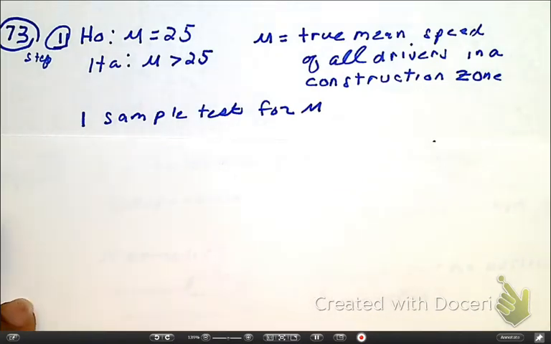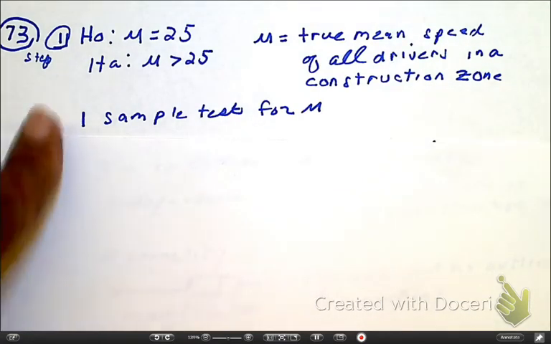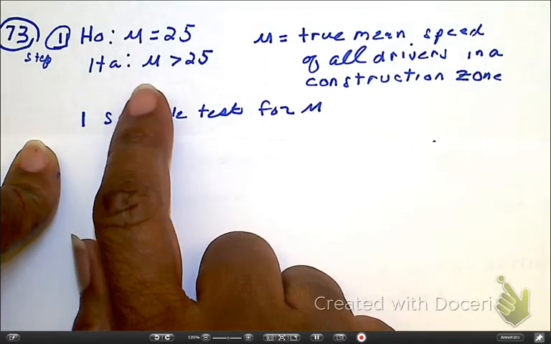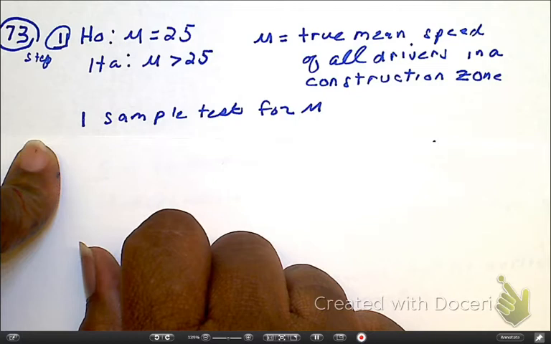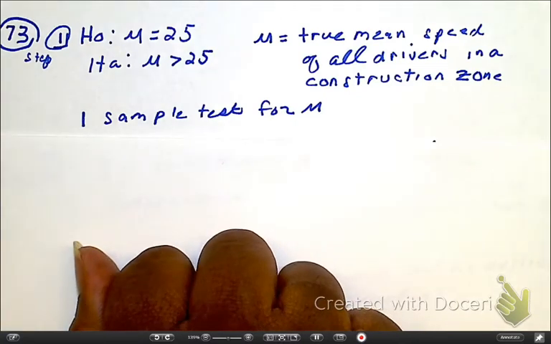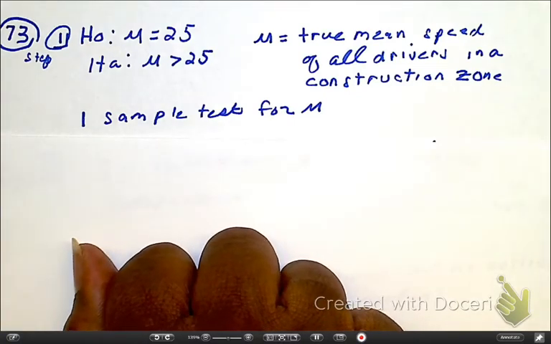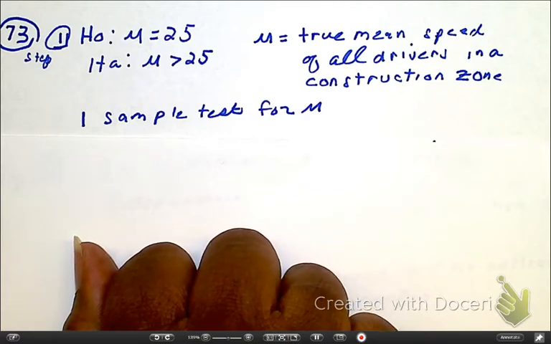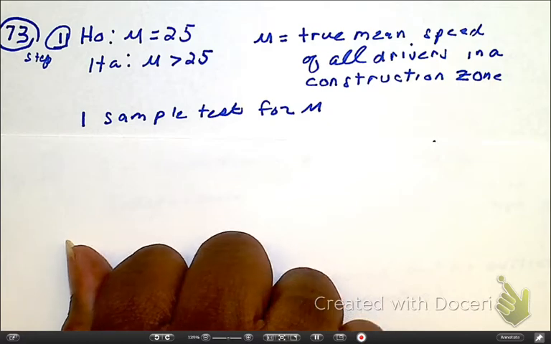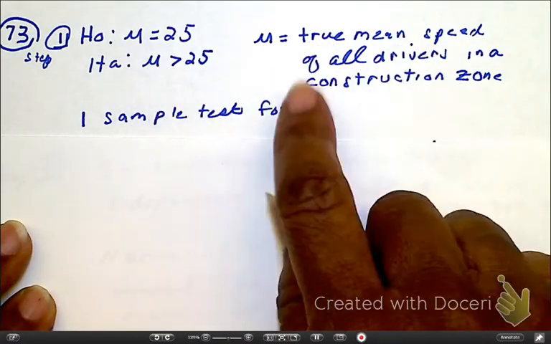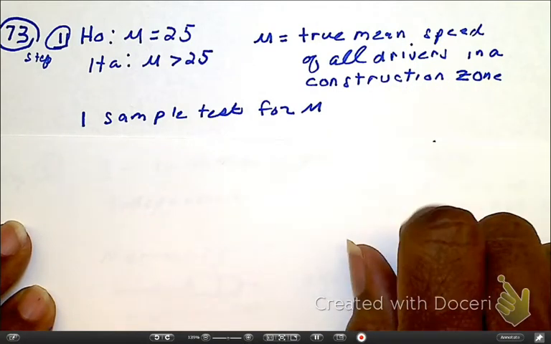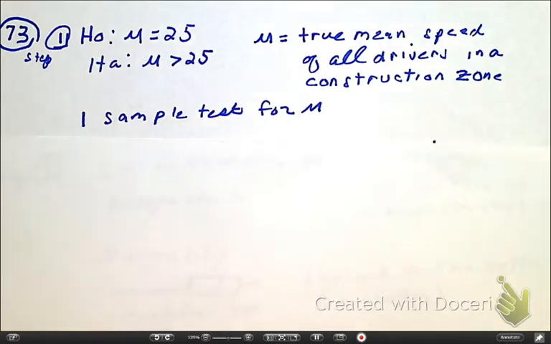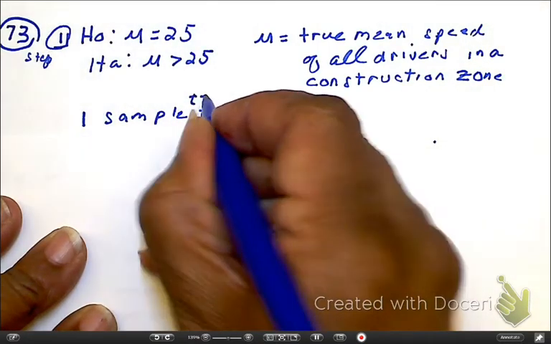Our step 1 is that H0: mu is going to equal 25 miles per hour. Our HA is going to be greater than 25 miles per hour, because the question asks, is there convincing evidence that the average speed of the drivers in the construction zone is greater than the posted speed? Where the true mean is the speed of all drivers in the construction zone. And yes, I'm doing a one sample t-test for mu.